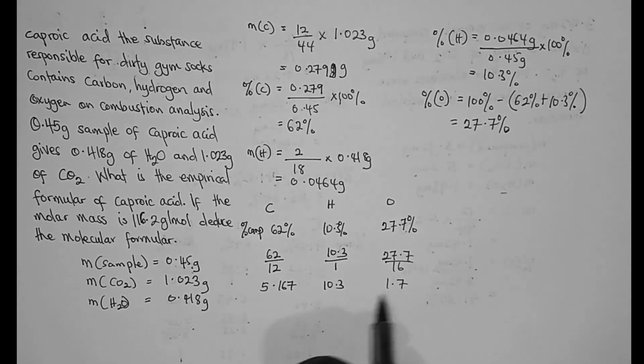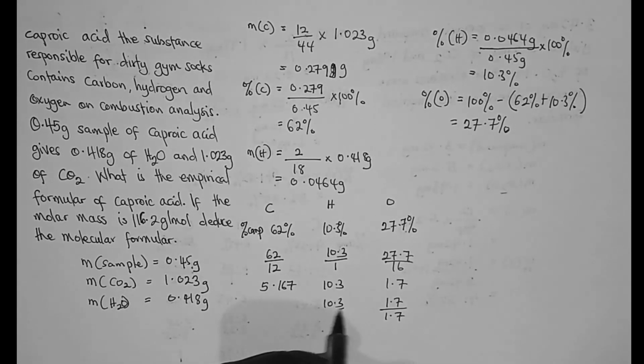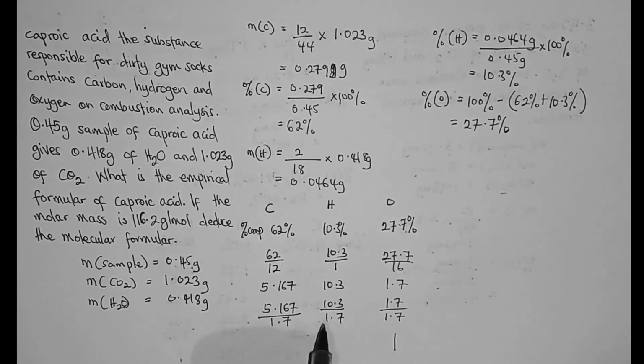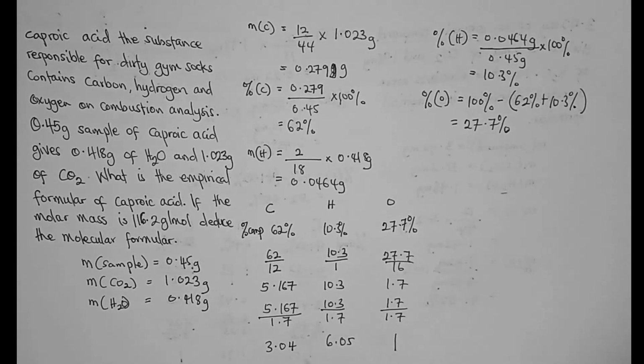So if we look through, the smallest here is 1.7. So here is 1.7 divided by 1.7, 10.3 divided by 1.7, then 5.167 divided by 1.7. So here is 1, and this place is 6.05, and 5.167 divided by 1.7 is 3.04. So if you round it up to the nearest whole numbers, then here is 3, then here is 6, and this is 1.